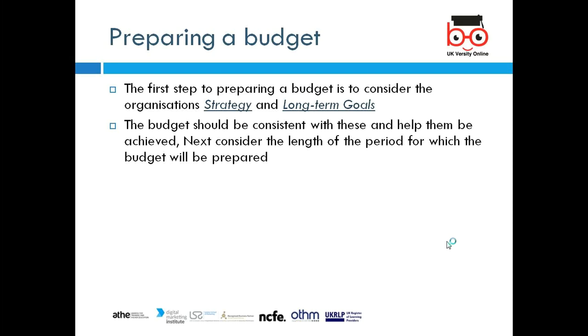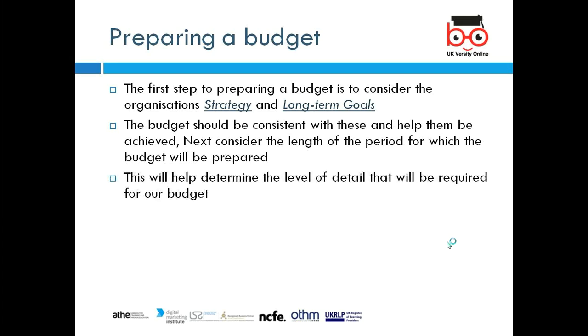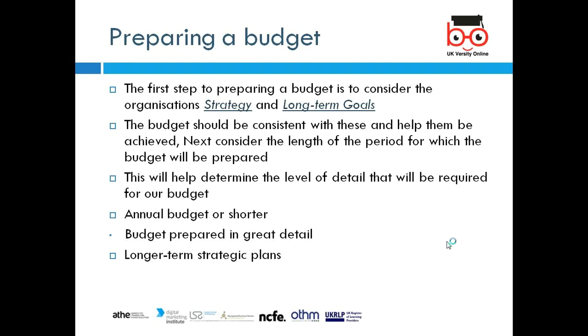The budget should be consistent with these and help to achieve them. Next, consider the length of the period for which the budget will be prepared. This will help determine the level of detail. So the first step in preparing a budget is to consider the organization's strategy and long-term goals. They don't need to contradict. We are saying we want to grow, but in the budget we are cutting. Are we growing? So we always need to look around. The budget should be consistent. The length of the period will help determine the level of detail required in our budget.